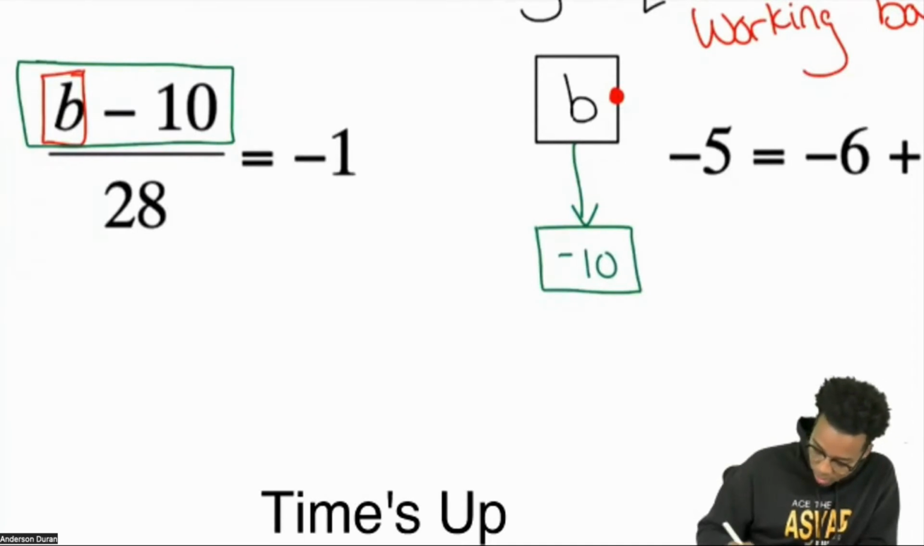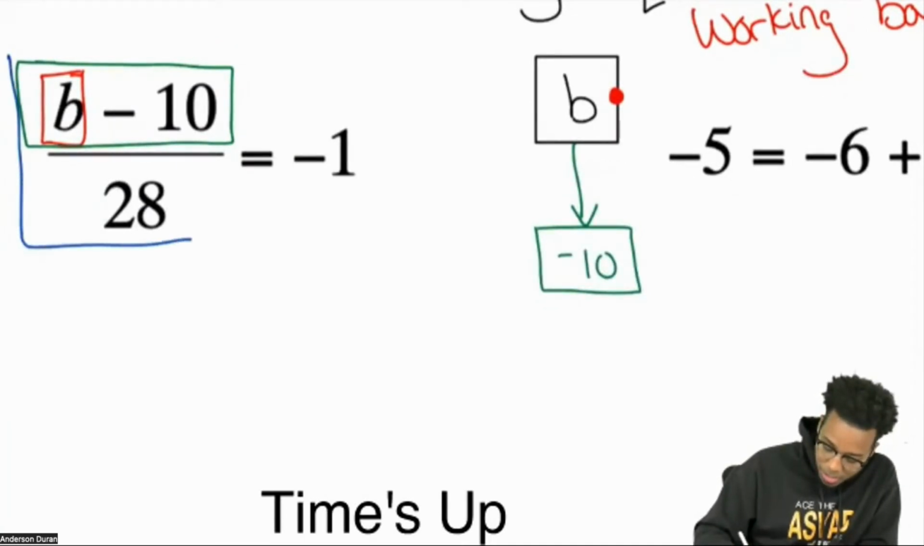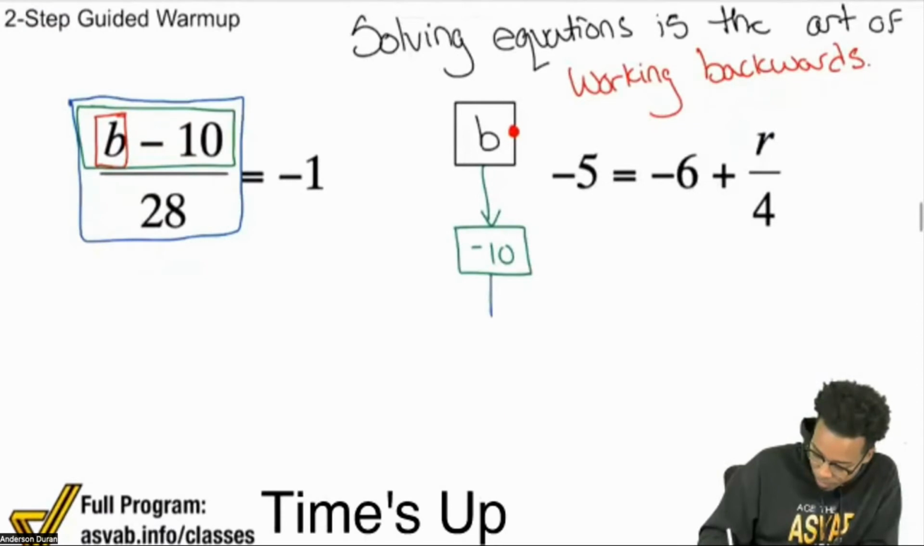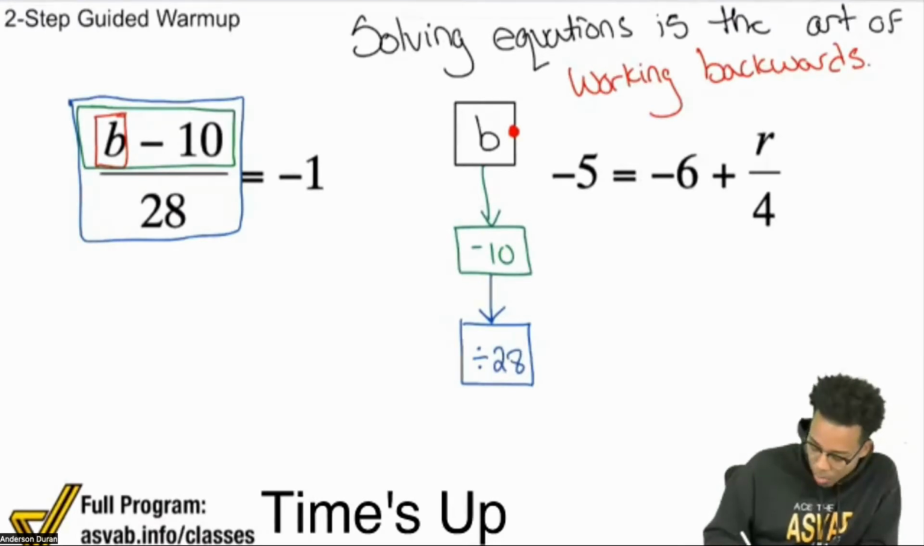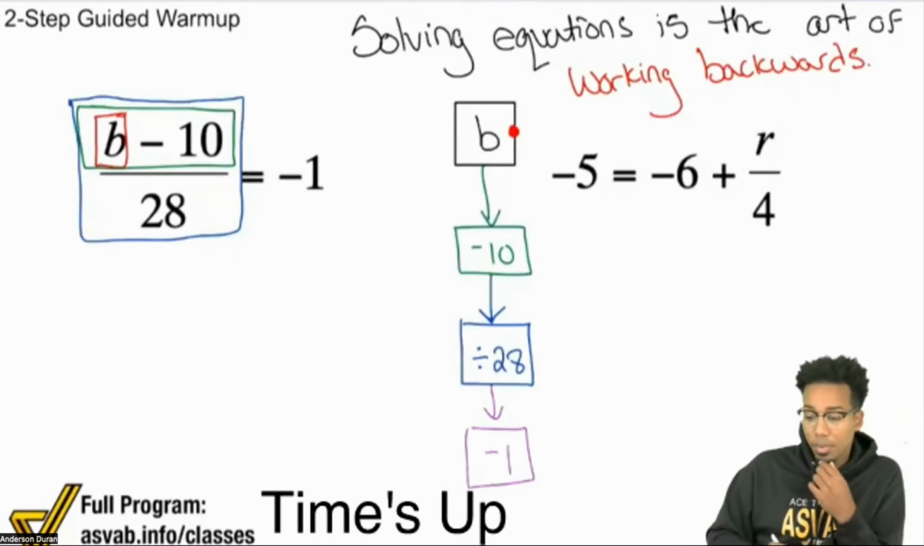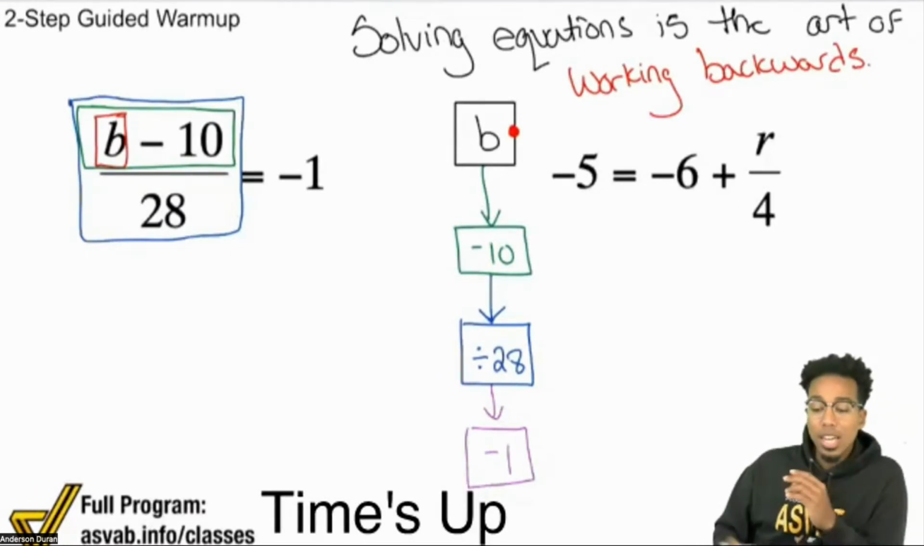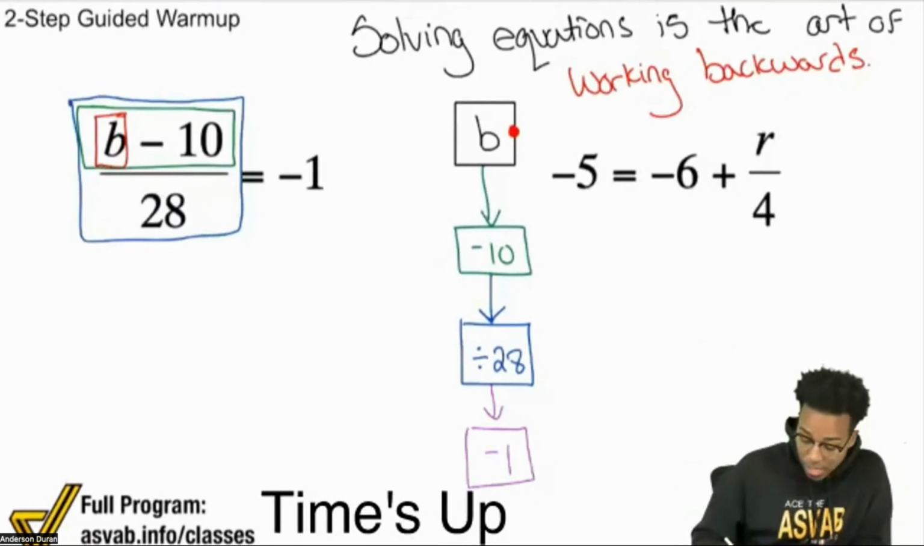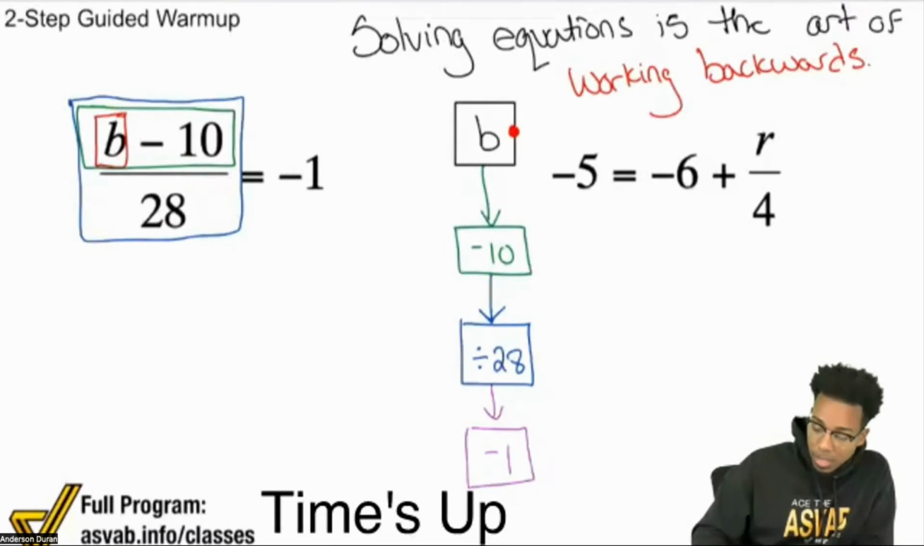Let me use a different color. But yeah, then we would divide by the entire 28 right there. And so from here, we would divide 28. And then that's how we would arrive at that -1, right? That's how we would arrive at the -1. And so the reason I showed you all the steps that we just did is because we're going to go outside in now. We're going to break in from the outside in to get B by itself.